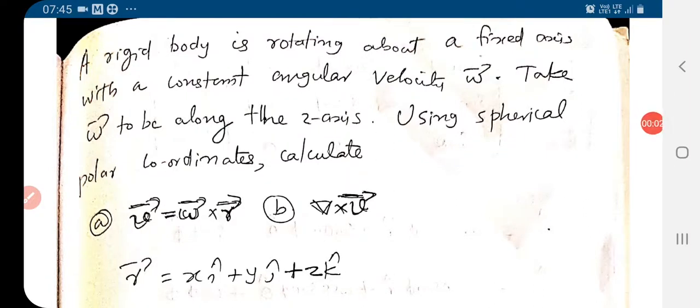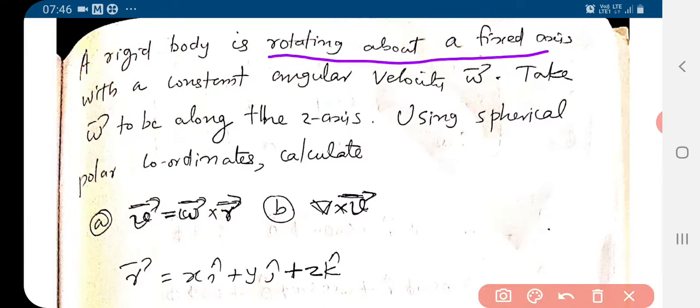Today we see one or two problems related with the spherical polar coordinate system. As we did in the cylindrical coordinate system, we consider the problem: a rigid body is rotating about a fixed axis with a constant angular velocity omega, and we take omega along the z-axis.